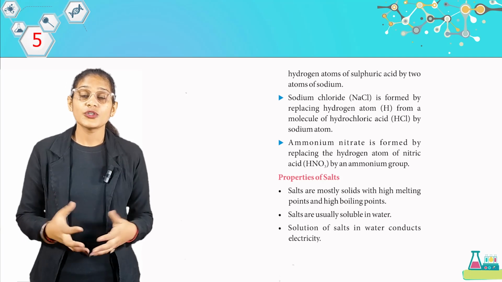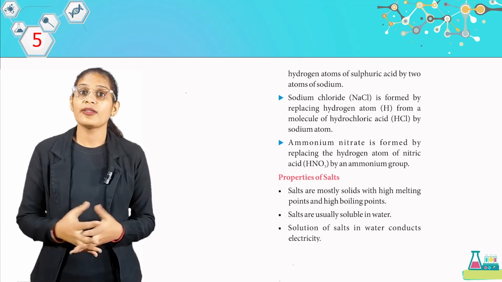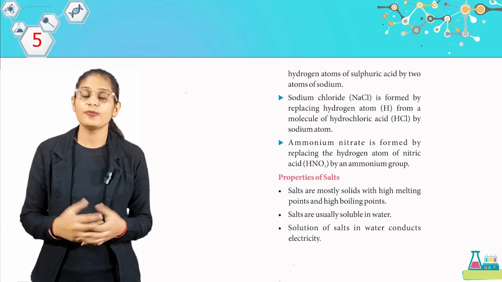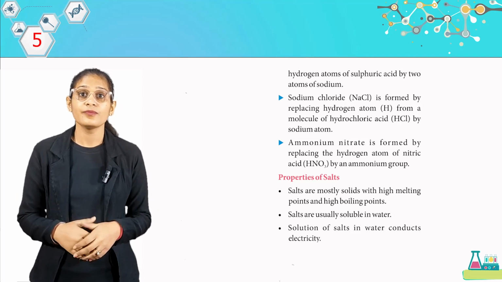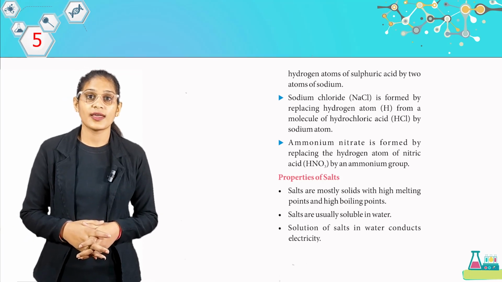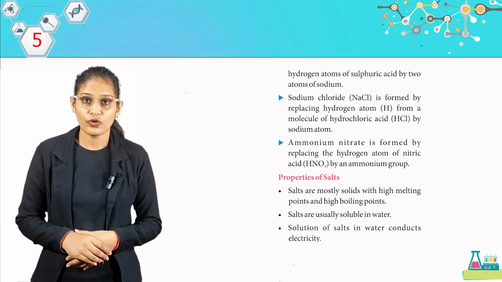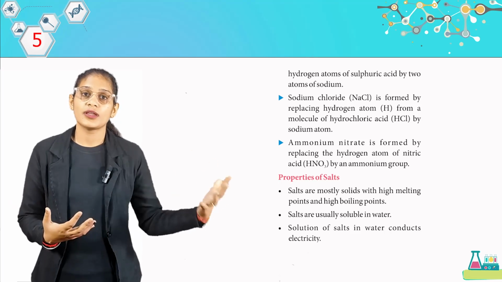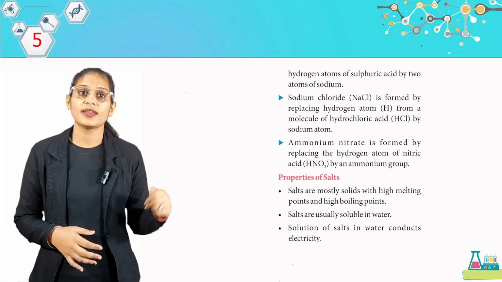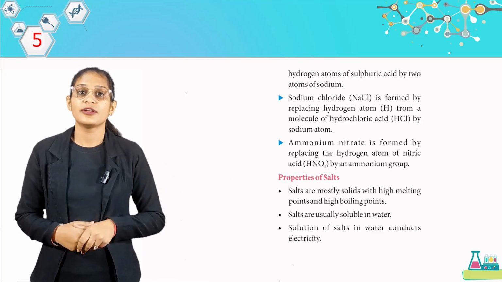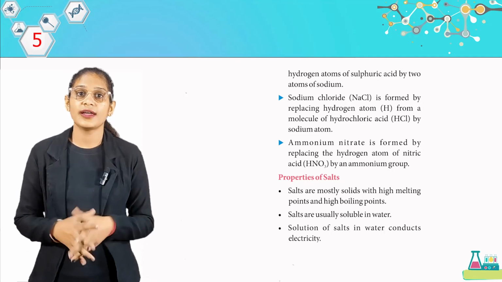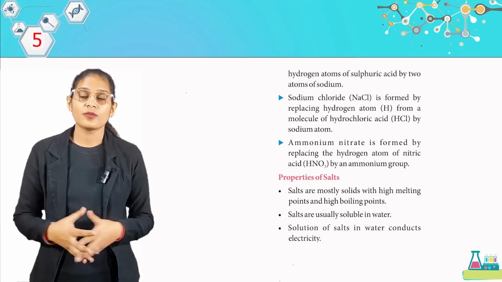Then we have sodium chloride NaCl, formed by replacing the hydrogen atom from a molecule of hydrochloric acid HCl by a sodium atom. Then we have ammonium nitrate, formed by replacing the hydrogen atom of nitric acid HNO3 by an ammonium group. So students, that's how you can read about the reactions कि आपके HCl में H को Na रिमूव कर देता है. अगर हम सोडियम हाइड्रोजन सल्फेट में देखें तो एक एटम को हाइड्रोजन के रिमूव करता है, सल्फर एटम. So that's how replacement reactions होती है.